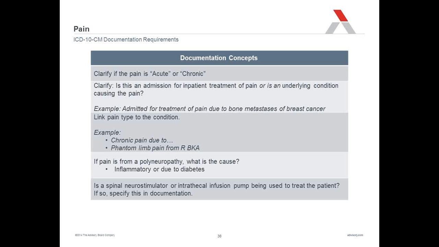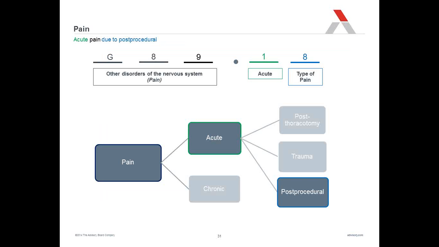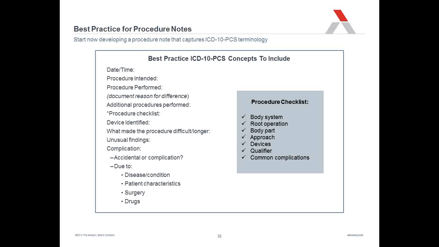And then make sure that you document whether or not there's some modality that is being used to help treat the patient, such as an intrathecal pump or a spinal neurostimulator. Here's what a code for pain would look like in ICD-10.